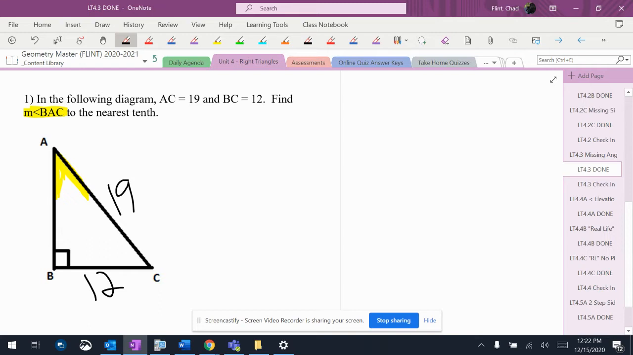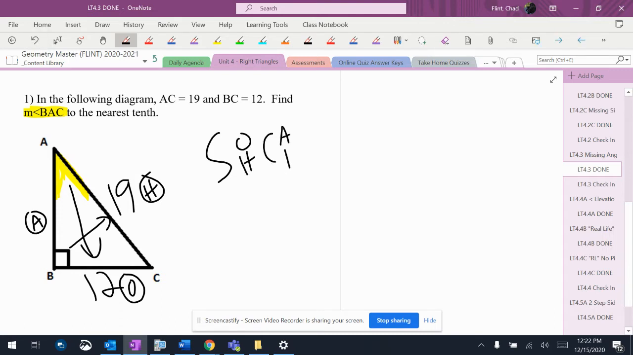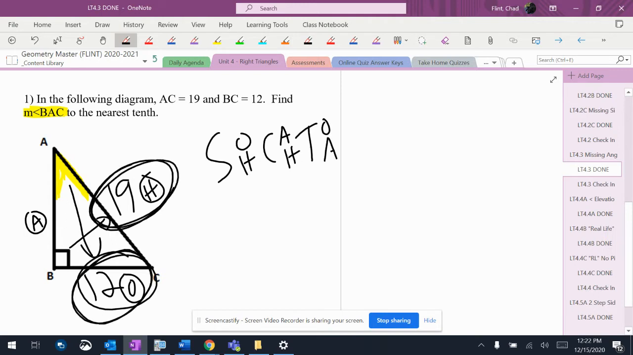So it's the same process that I used before. Hypotenuse is over here. Opposite is over here. Adjacent is over there. All right, and I've got SOH CAH and then TOA. So the TOA. I know the opposite. I know the hypotenuse. So those are the two sides that I want to use. I'm going to use the sine.